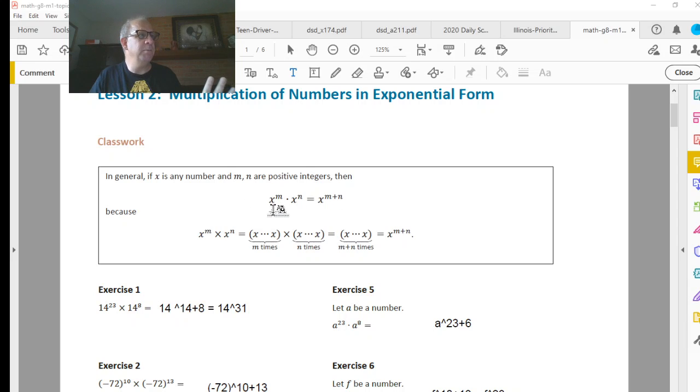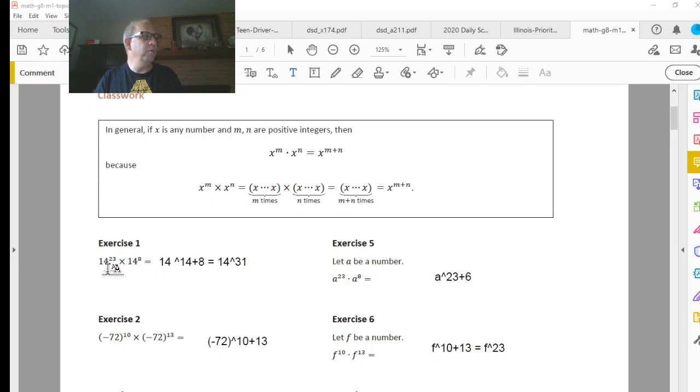If any number x to the power of m is multiplied by x to the power of n, we're just going to add the exponents, right? So with positive numbers, we add the exponents. So 14 to the power of 23 times 14 to the power of 8 would be 14 to the power of 23 plus 8, which would be 14 to the power of 31.